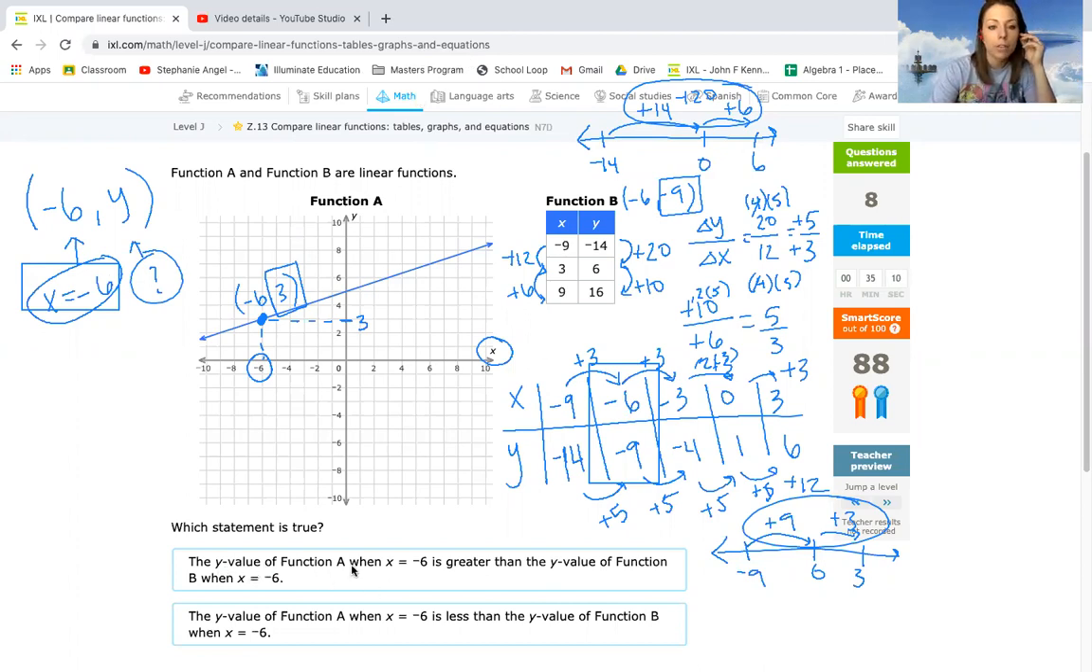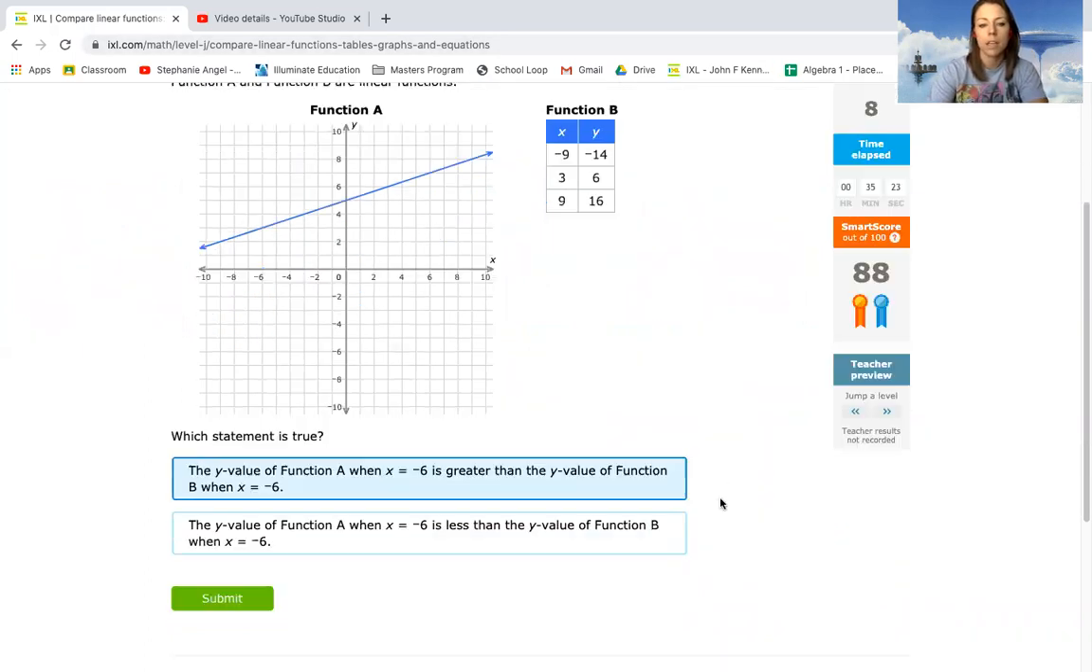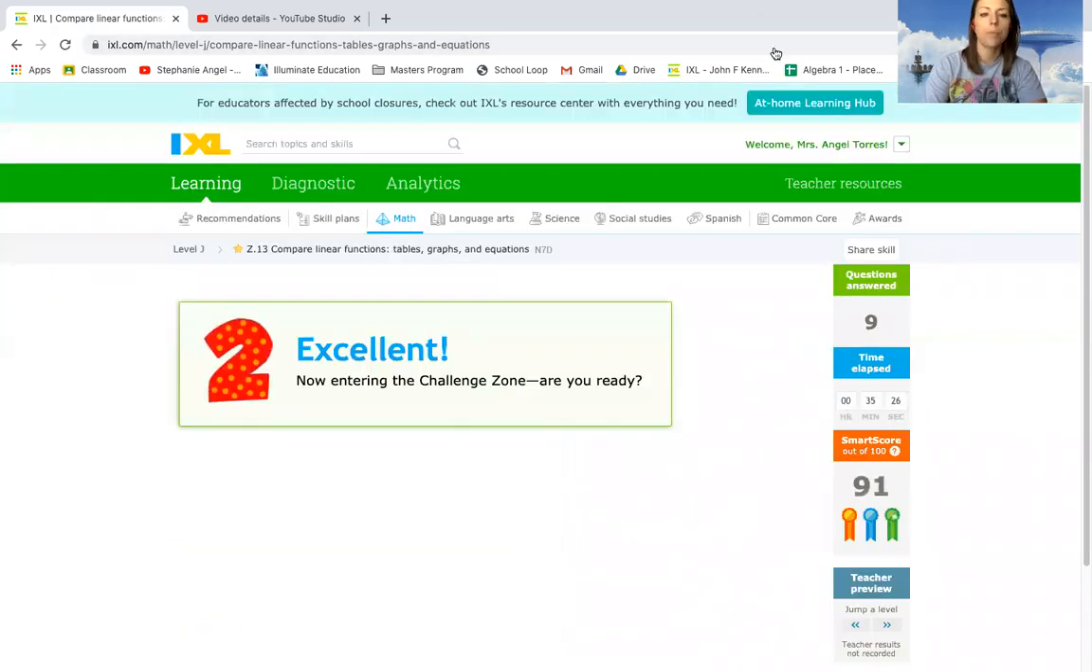So the y value of function A, which is 3, is that greater than negative 9 or is it less than negative 9? I'm pretty sure it is greater than negative 9. So that would be our answer here. I'm going to clear all these drawings, hit submit, and there you go.